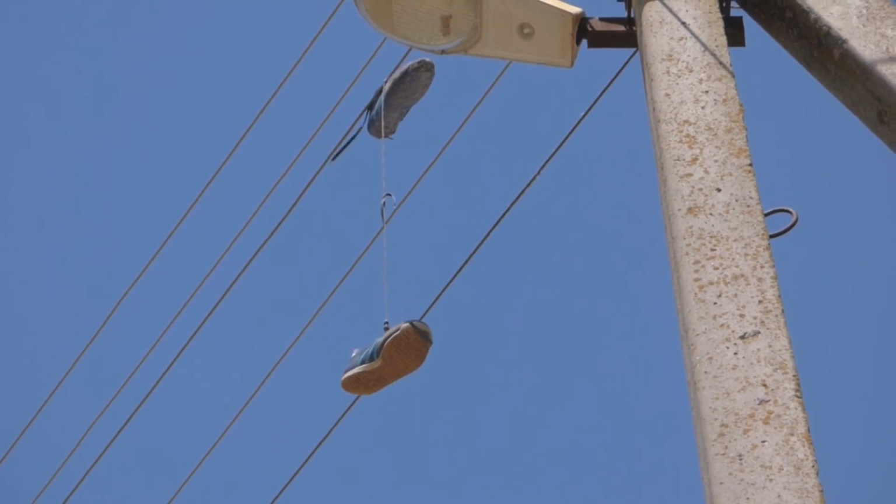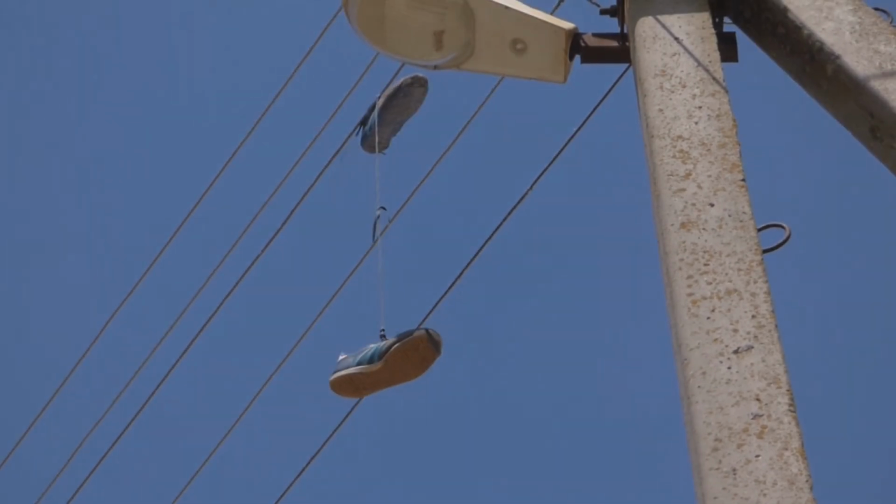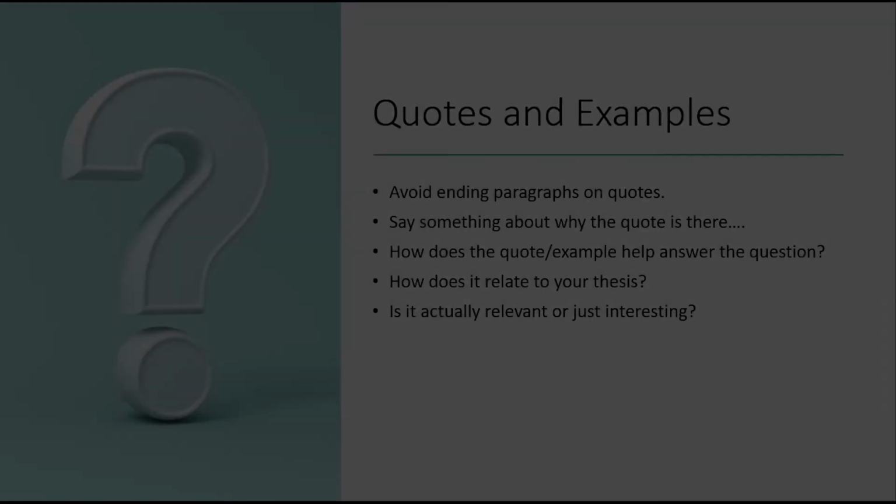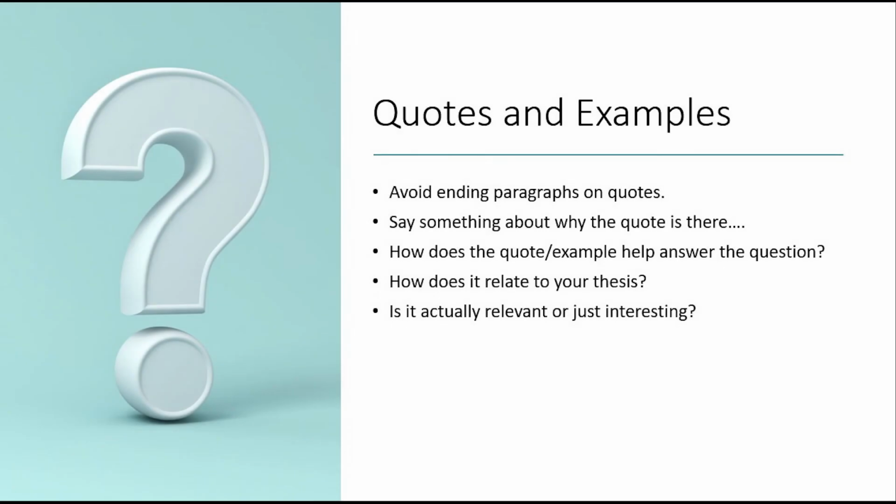Again, the same goes with using the perspective of others as it does with using quotes from the text. Avoid ending paragraphs on quotes. You'll confuse your reader and you'll lose marks. Instead, try to say something about why the quote is there or why it's relevant. How does it help answer the question, and how does it relate to your thesis?